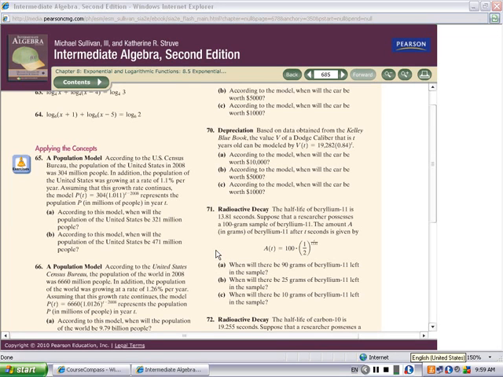Can you see? Okay. So what do I have? 8.5, the population problem, 65. It says population in the year t equals 304 million times 1.011 to the t minus 2008. And I want to know when the population will be 321 million. So I want to solve this.